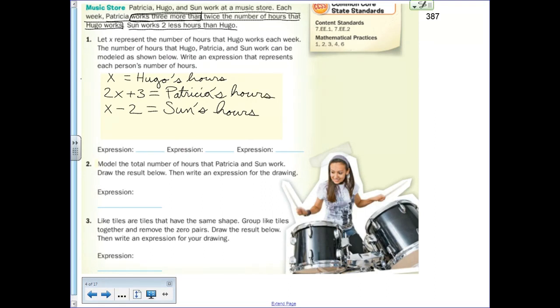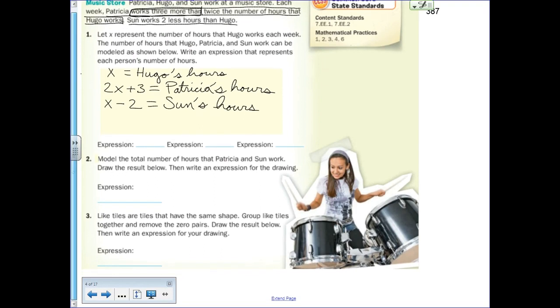Here it says model the total number of hours that Patricia and Son work. Draw the results below. So looking only at Patricia and Son, we could write their 2 numbers of hours together. So we could say 2x plus 3, that's Patricia's hours, plus x minus 2.